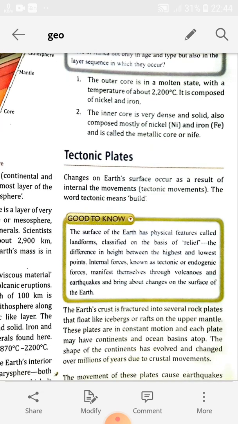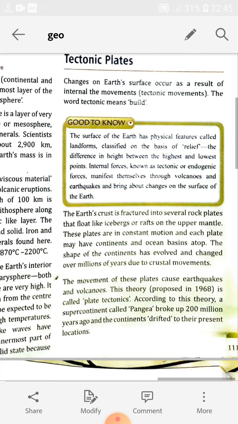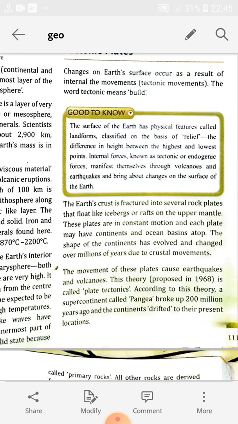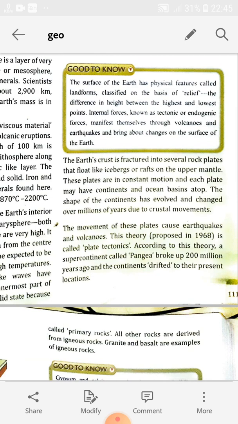So friends, now we will study tectonic plates. What are tectonic plates? The Earth's surface is fractured into several rock plates which float like icebergs on the upper mantle, and these plates are in constant motion. That means they are continuously moving, they do not stop. But now you can ask why the plates do not stop moving. This is because these plates are always floating, and we cannot notice the movement because they are moving so slowly that we can't even feel it.